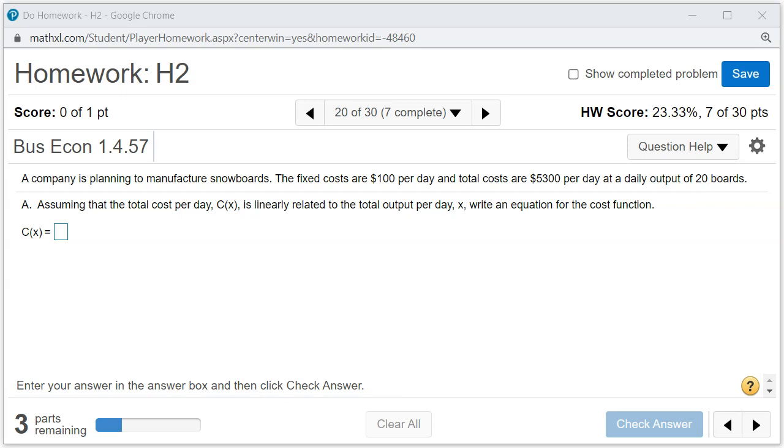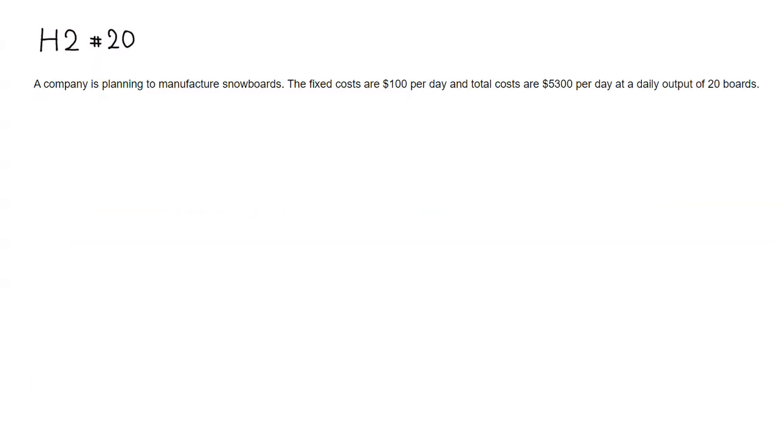Part A: assuming that total cost per day, C of x, is linearly related to the total output per day, x, write an equation for the cost function. All right, so let's do that. Here, we just have to interpret this. We have a fixed cost of $100 per day. Fixed cost is just the cost without producing anything.